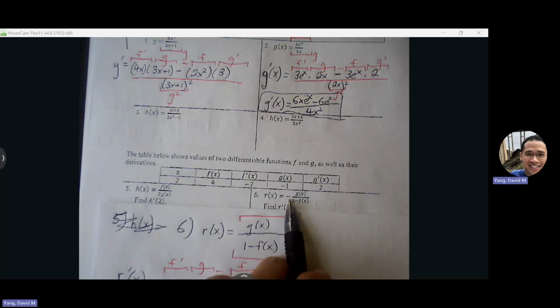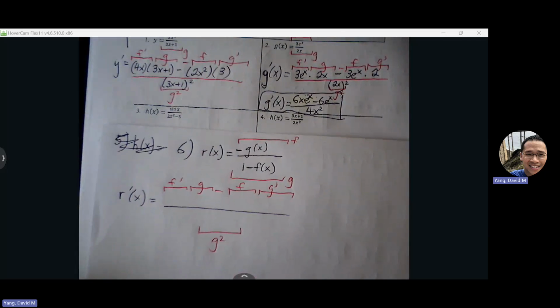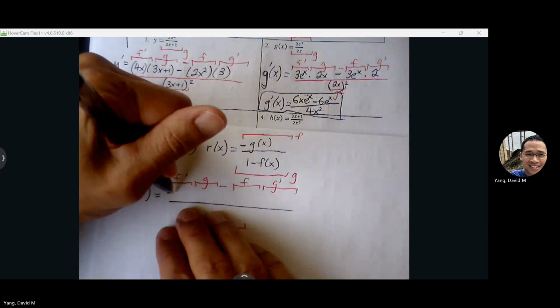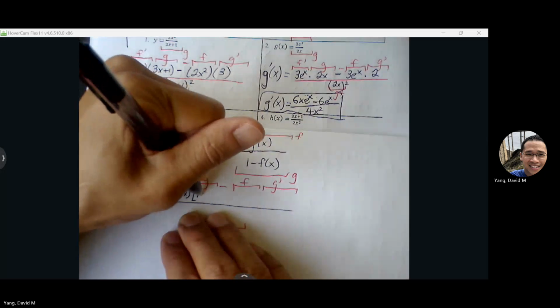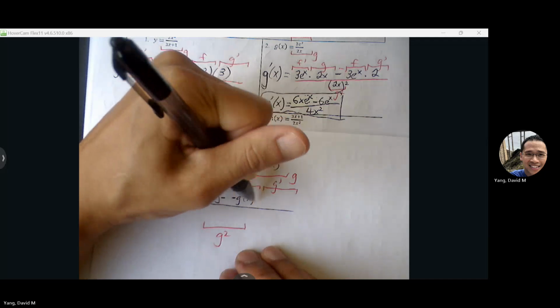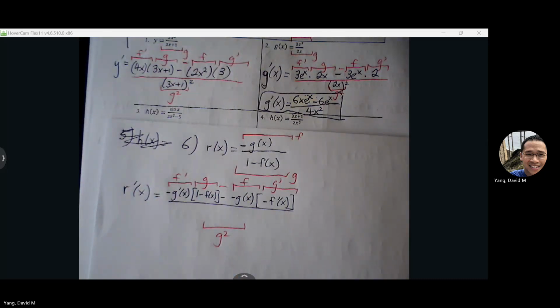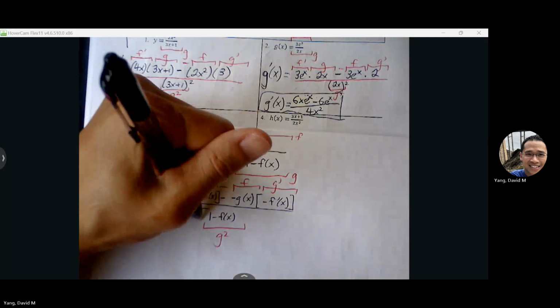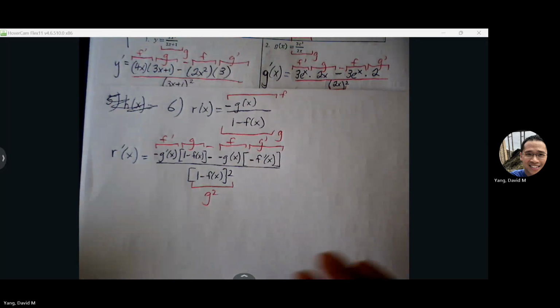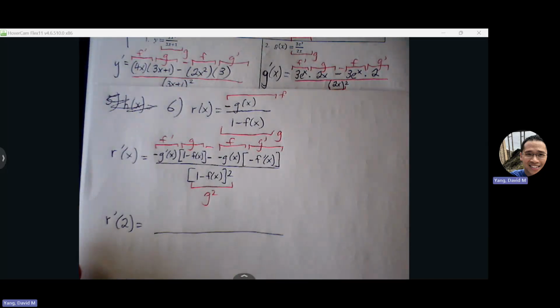Oh, there's a negative in front. Sorry, I forgot to catch that. So usually if I see a negative in front, you either put it in the numerator or denominator. But I'm just going to put it in the numerator. So I'll just let the negative stay with my f. Okay, replace every x with 2.